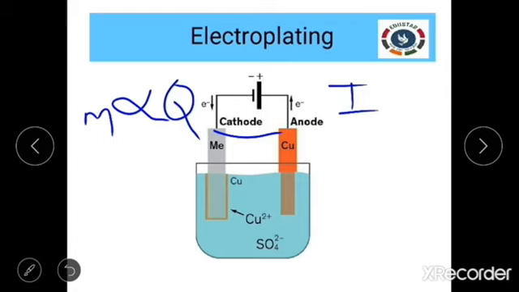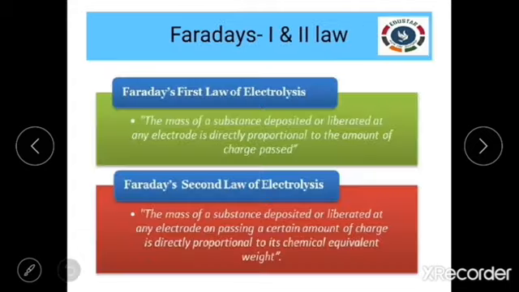The mass of the substance deposited is proportional to its electrochemical equivalent, which can also be said as the amount of electrons required for the reduction. Here at the cathode, reduction is happening, right? So the electrons needed for the reduction is proportional to the mass of the substance deposited at the electrode. This is stated by Faraday's second law of electrolysis.